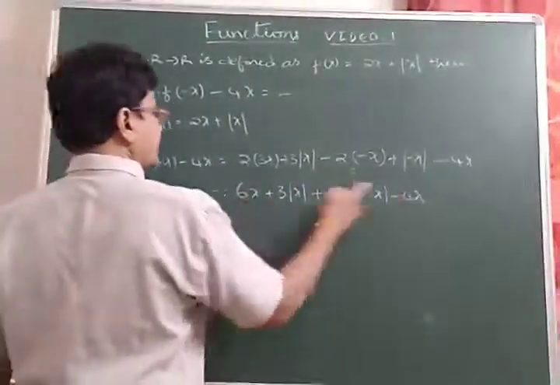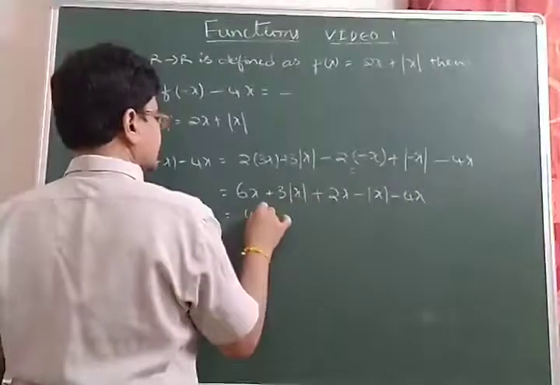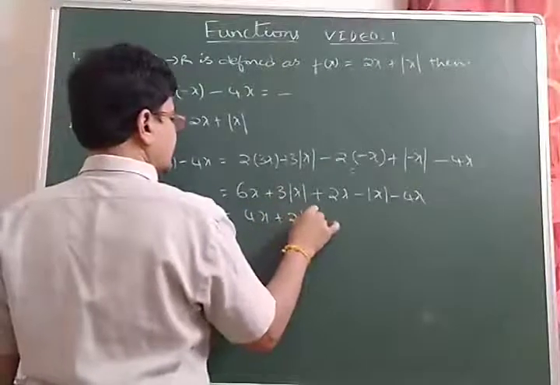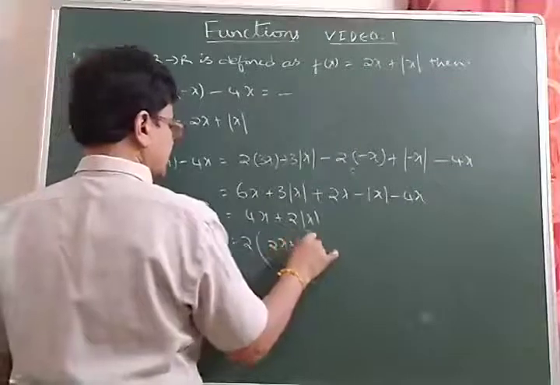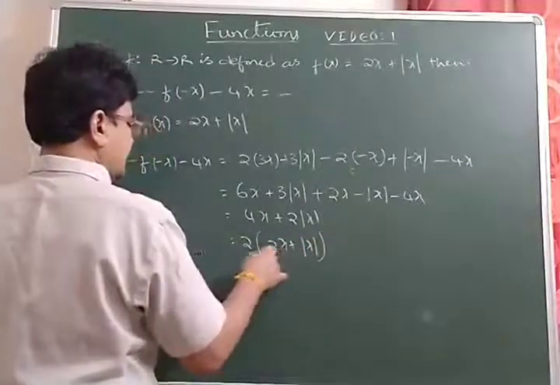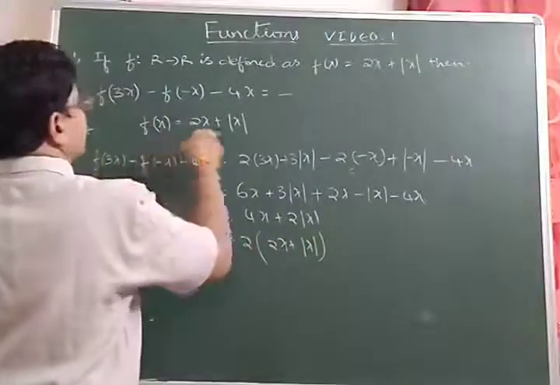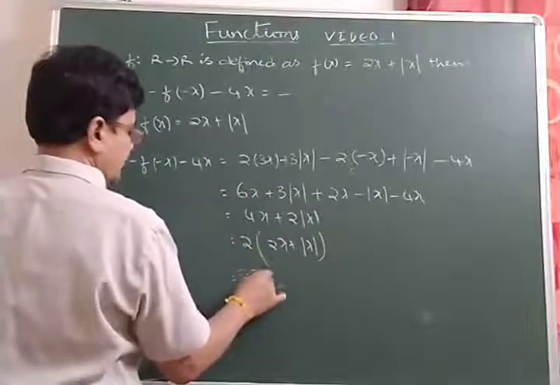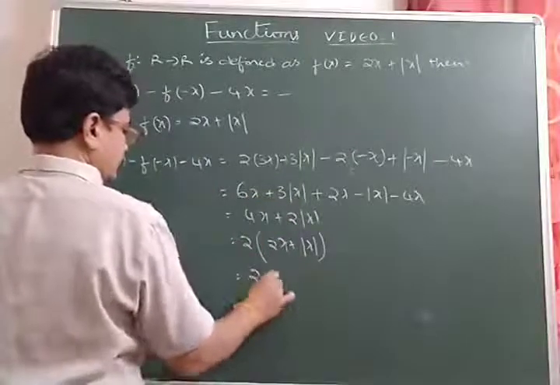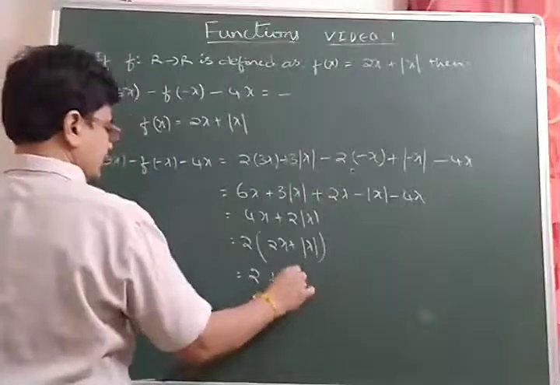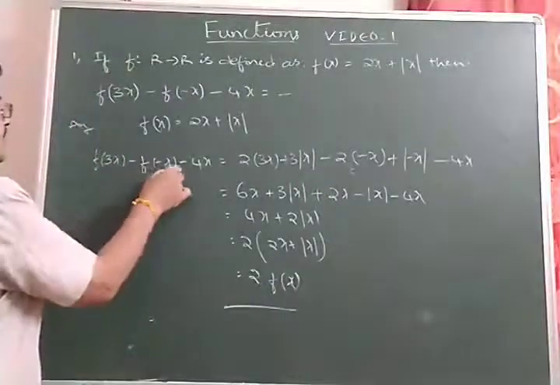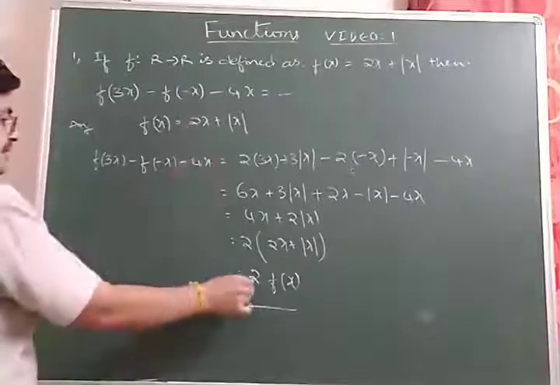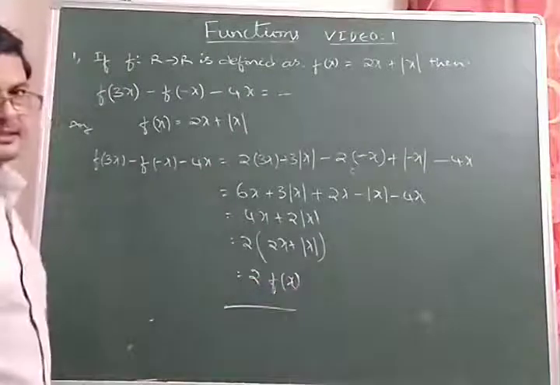Now this is 4x plus 2 mod x. Taking 2 common, that is 2 times 2x plus mod x. This is f of x. Given f of x is this one. So that is 2 into f of x. So f of 3x minus f of minus x minus f of 4x is 2 into f of x. That is the answer.